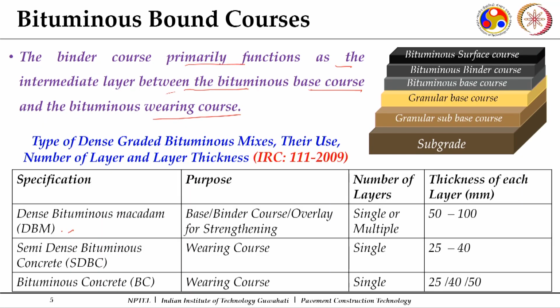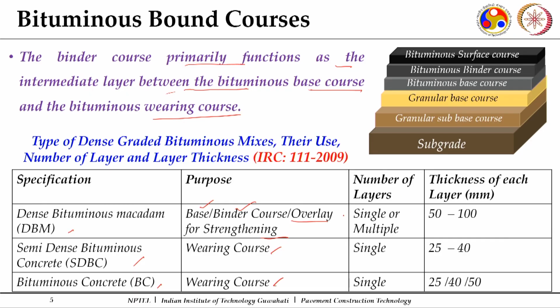Now, the Indian codal specifications suggest what type of dense graded mixes can be used in different courses, specifically in base courses, binder courses and wearing courses. So, the mixes which we have already discussed: dense bituminous macadam can be used as a base course, as a binder course or even as an overlay for strengthening, but not as a wearing course. Then semi-dense bituminous concrete is used as a wearing course, and bituminous concrete is also used as a wearing course. There are different gradations of these dense bituminous macadam and bituminous concrete. So, different gradations can be used depending upon where it is getting used and what is the layer thickness.